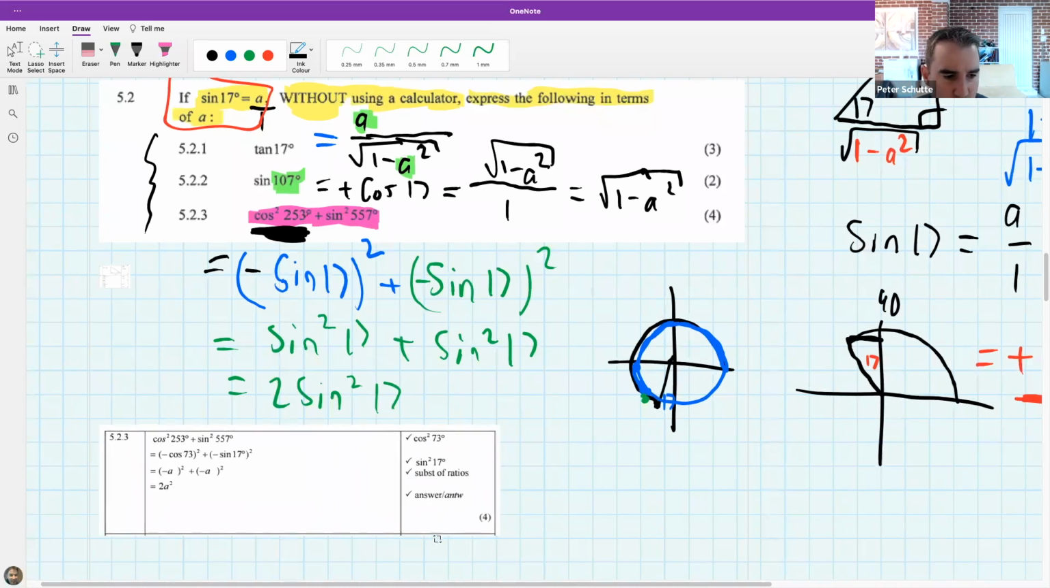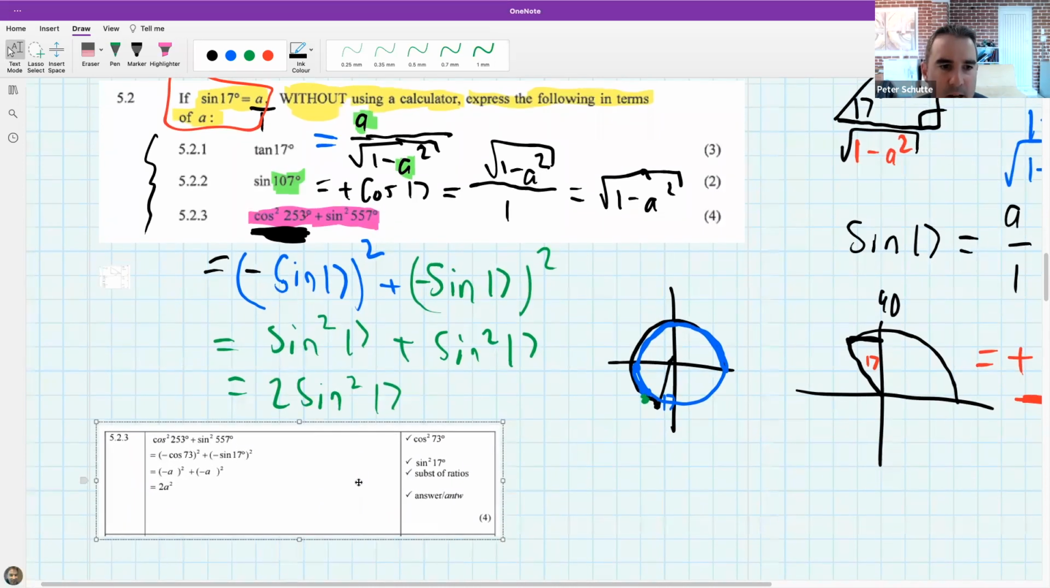Okay, so there are different ways of getting there. But if you think about the original, sine of 17 is a, so we get the 2a squared from that as the answer.